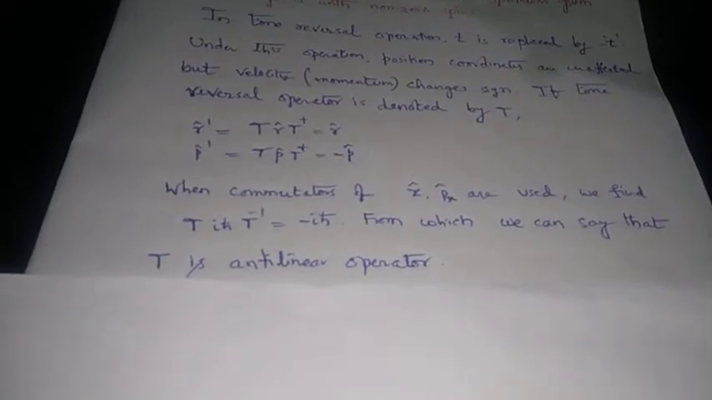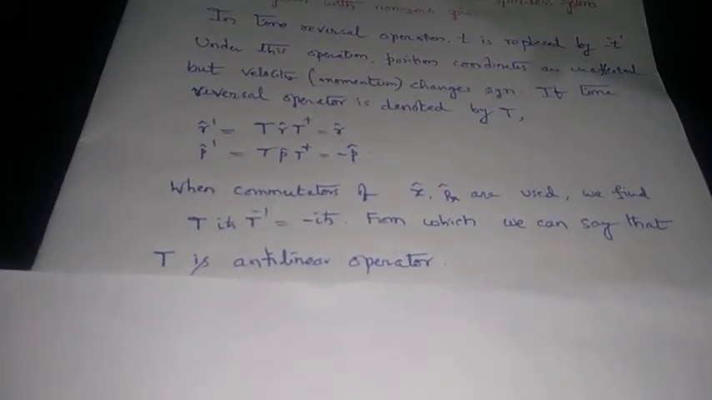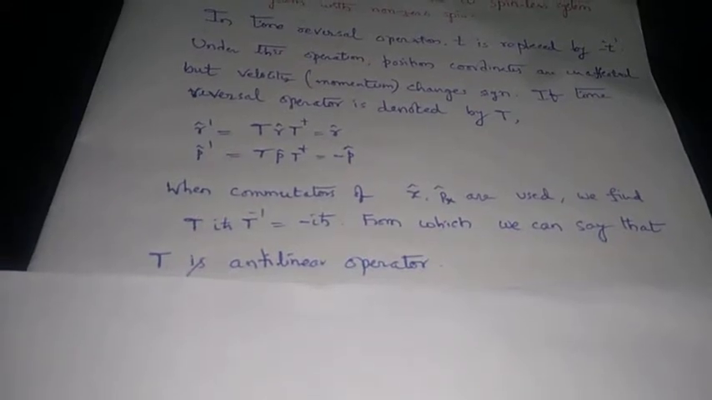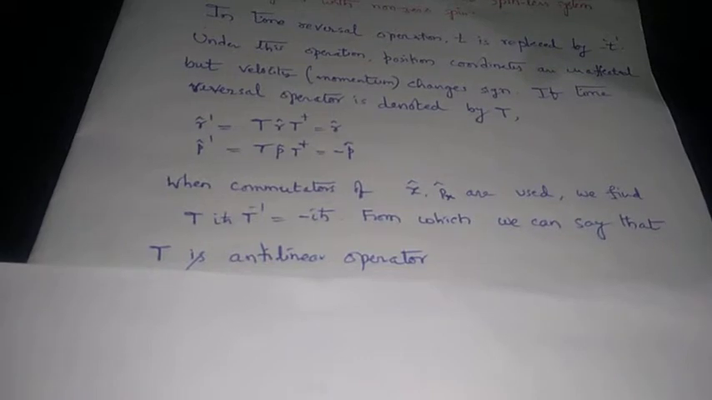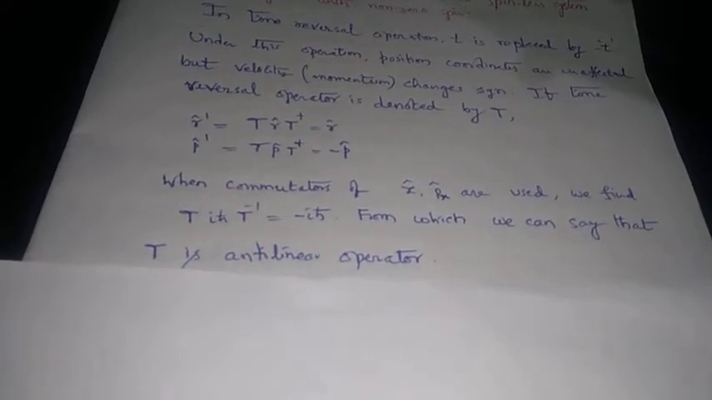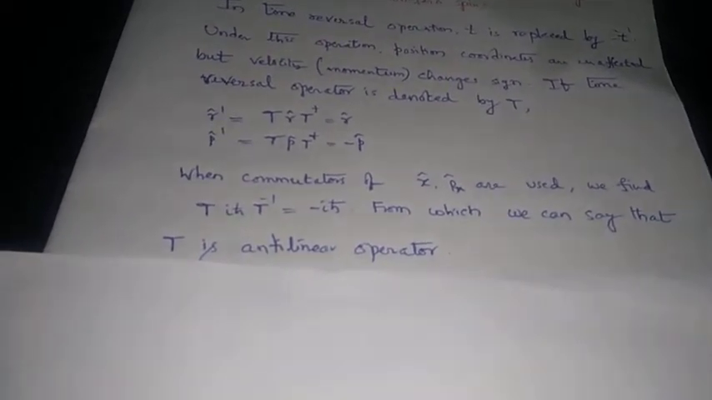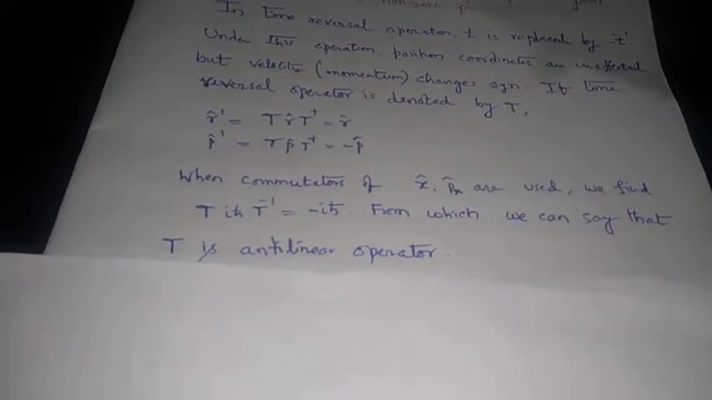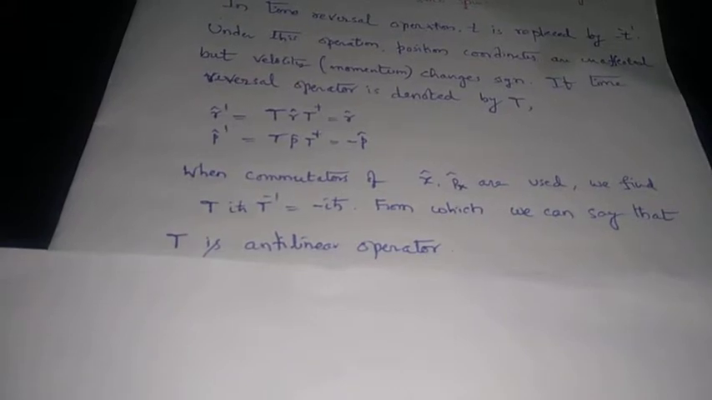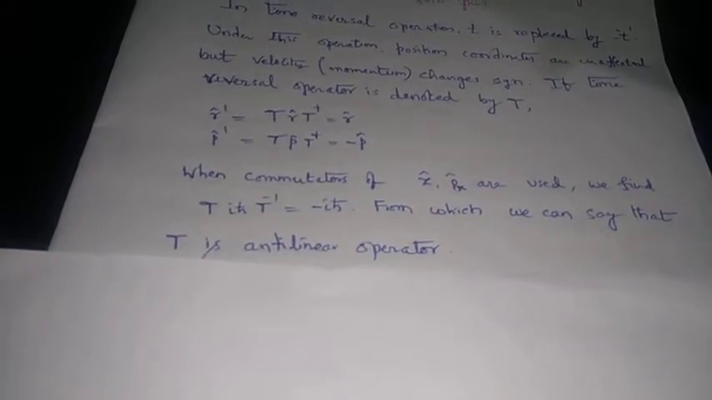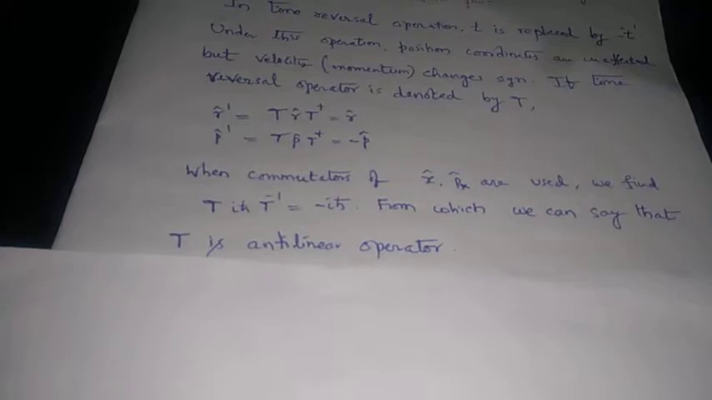And if the commutators of x and px are considered before the time reversal operation and after the time reversal operation, then we can prove that T, the time reversal operator, T iℏ T inverse is equal to minus iℏ. So we can say from this fact that T should be an antilinear operator. Next, we try to understand the equation for T for the case of a spinless system.